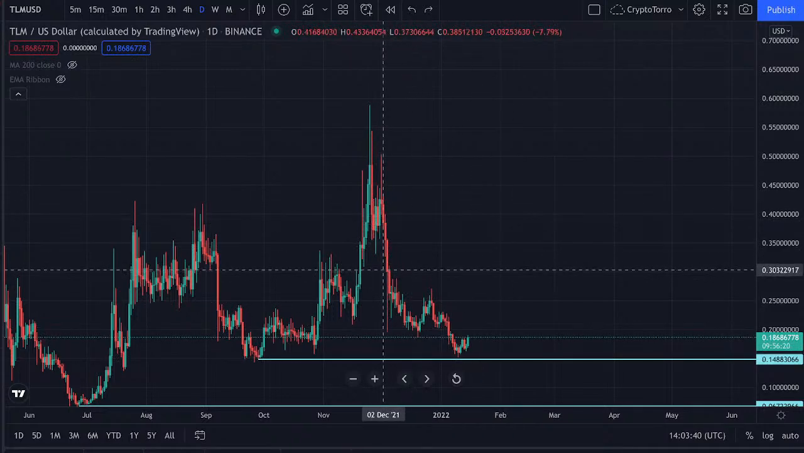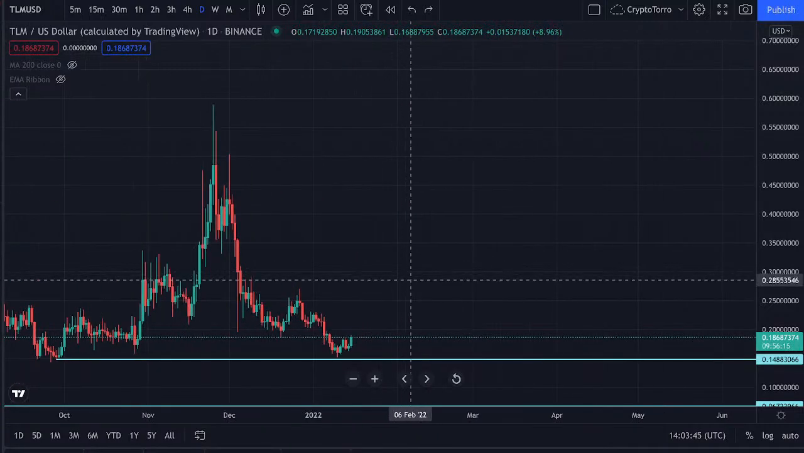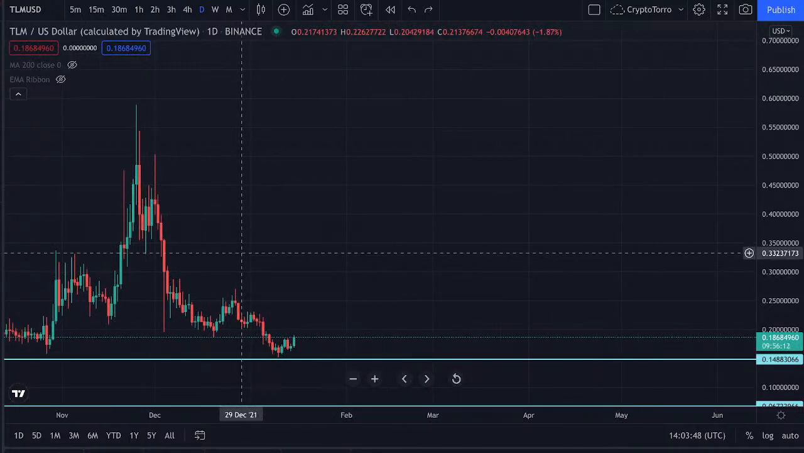So therefore I must say that, as I said previously, I'm not bullish on this cryptocurrency, but I think it's worth investing into it.